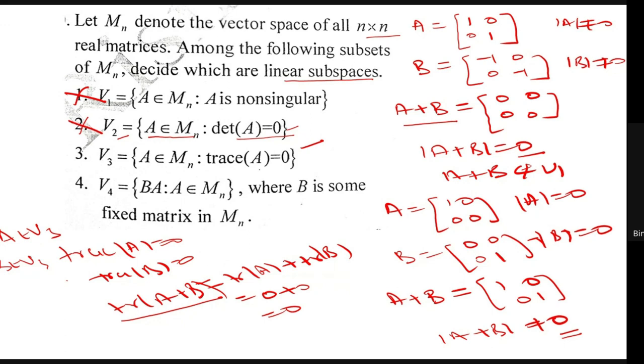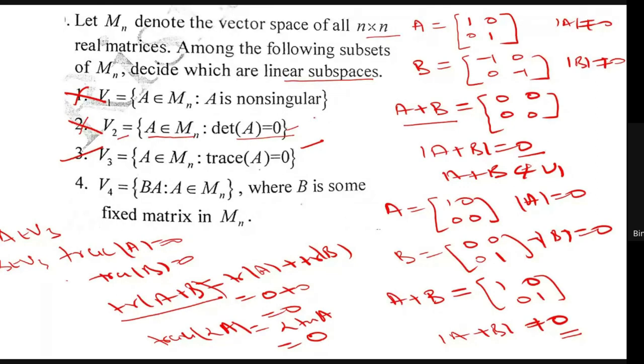Now we have to check scalar multiplication. Trace of alpha A equals alpha times trace of A, and it is given as 0. So alpha A also belongs to V3. So this will become a linear subspace. Now we have to check V4, the set of BA where A belongs to Mn, where B is some fixed matrix in Mn.